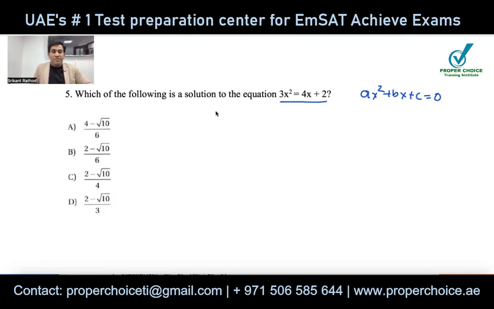So which of the following is a solution to the equation here? Whatever equation has been given to us, which is not in the standard form, they have given 3x square equal to 4x plus 2. Then what should I do? I have to make it into standard form.